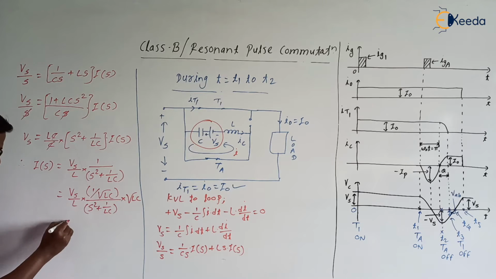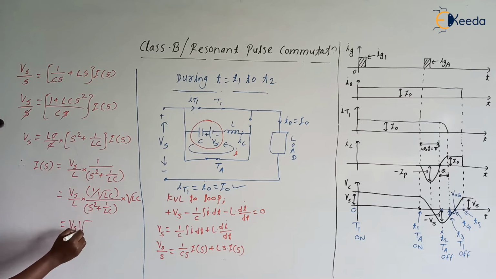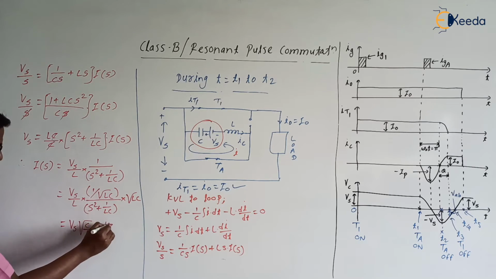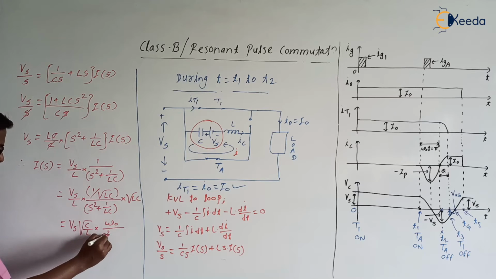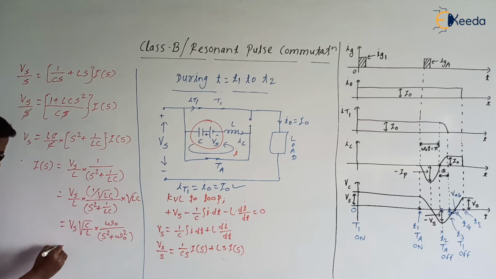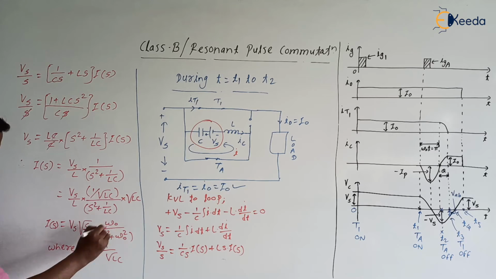So this can be written as Vs into under root C by L into omega 0 upon s square plus omega 0 square. So what is the omega 0? This is I of s, where omega 0 is equal to 1 by root LC.